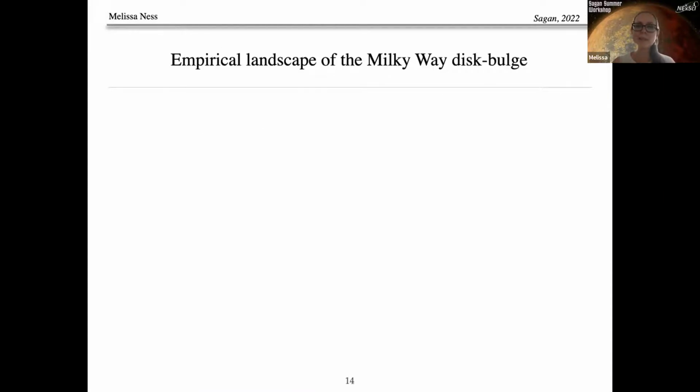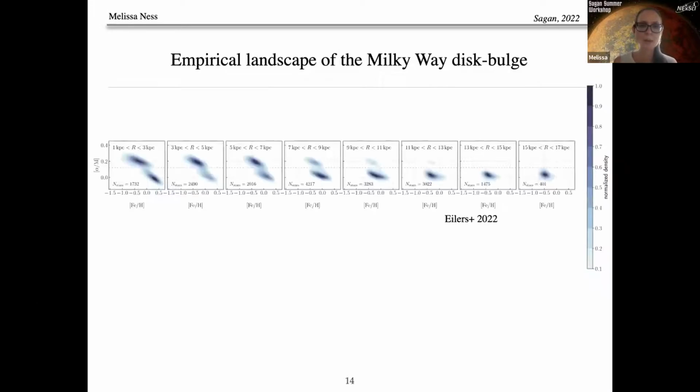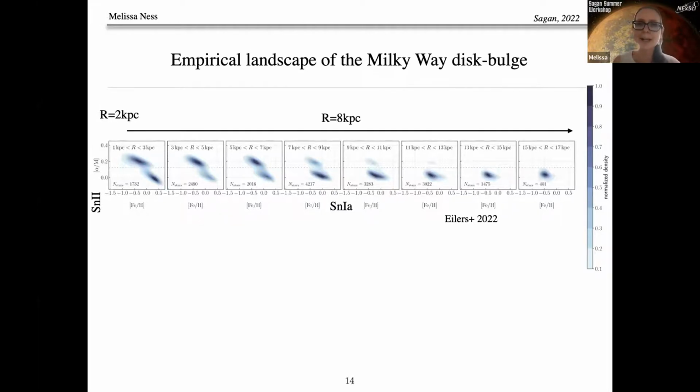With this mapping of the supernovae plane and spectroscopic surveys, as well as Gaia, we can look at the empirical landscape of the Milky Way disk all the way into the bulge. And that's what I'm showing here. I've got lots of subpanels now of this supernovae plane. This is iron alpha again, looking from the inner region of the galaxy. This is all the way into 2 kiloparsec. The center is 8 kiloparsec, all the way out to 17 kiloparsec.